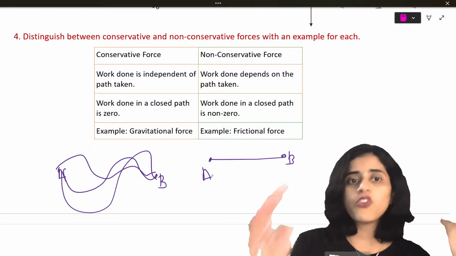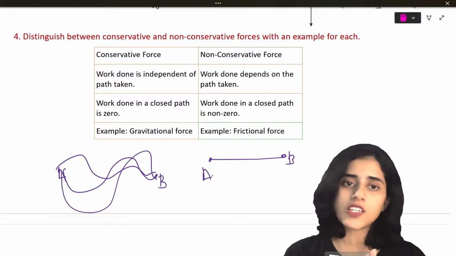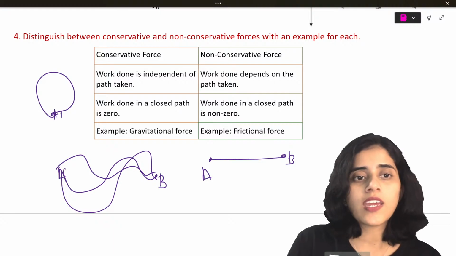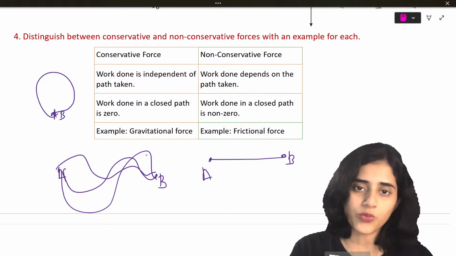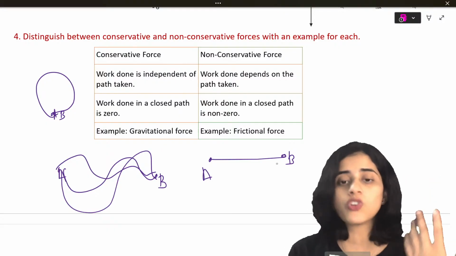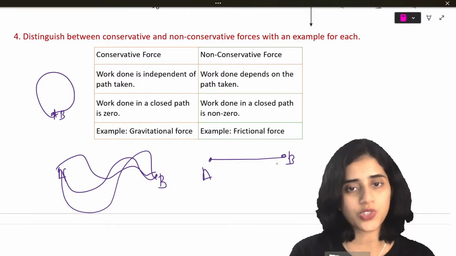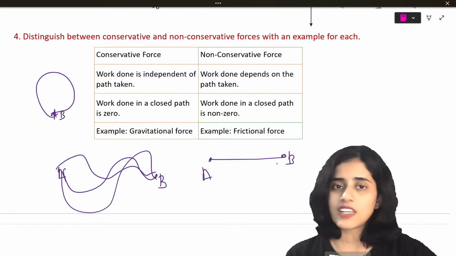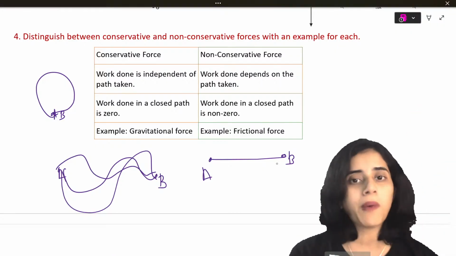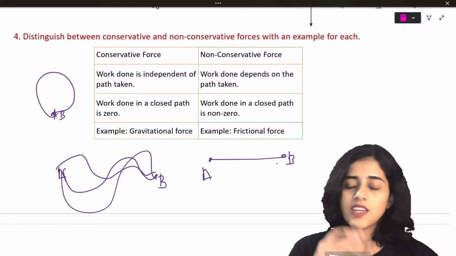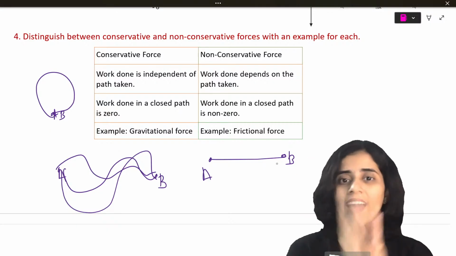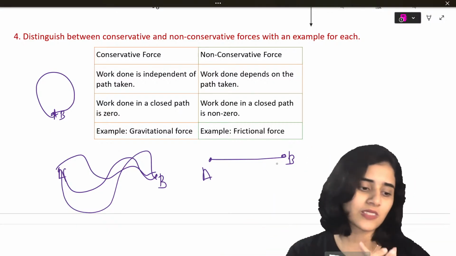Now, if you take a fully closed path, work done is 0 for conservative force because it does not depend on path. So if I take like this, so A and B are the same points, so work done is 0. But for non-conservative, it is not. For conservative, example is gravitational force, non-conservative is frictional force. See, if an apple is on a tree or on the ground, it experiences the same gravity. It does not depend on where the apple is. It does not depend on the path. But look at friction. See, if I'm rubbing like this or if I'm doing this, how I move, my action matters. The path that I take matters.